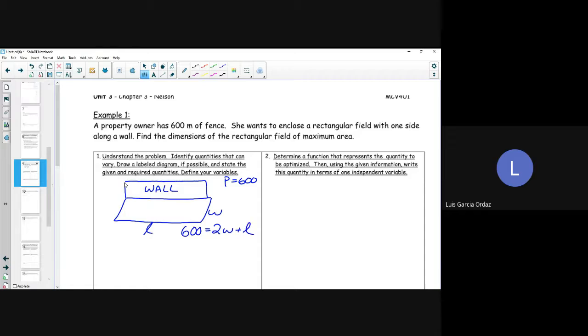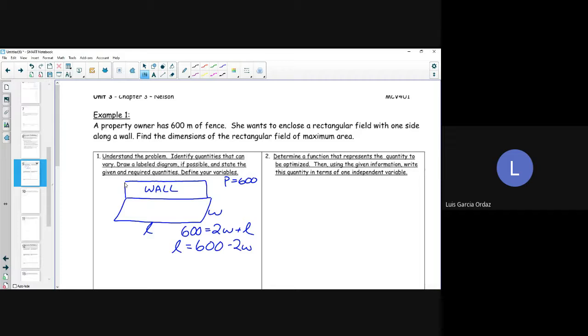Now let's isolate for L because it's by itself. So we have L is equal to 600 minus 2W. So we have our length in terms of our perimeter and our width. And now we can go on to step 2. So we have determine a function that represents the quantity to be optimized. Then using the given information, write this quantity in terms of one independent variable.